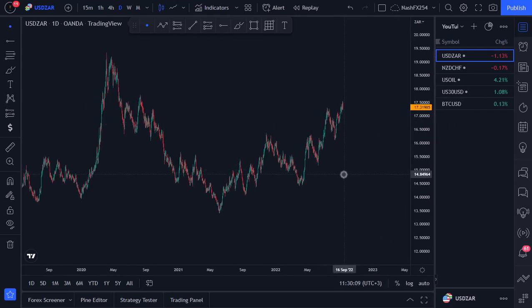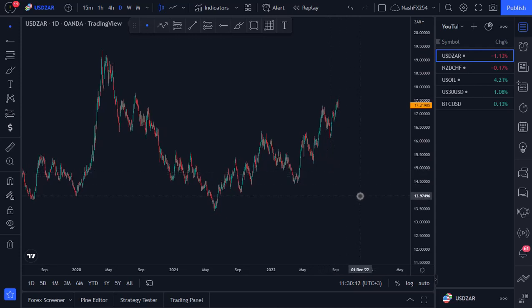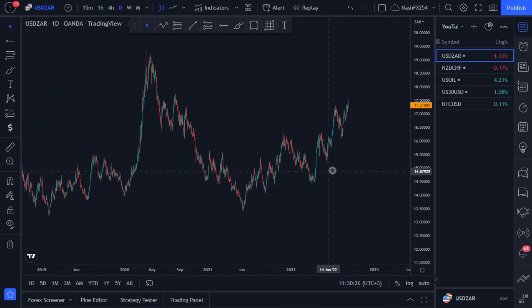Okay, so last week we had a very nice push of the dollar index to the downside, of which I do expect more of it to come, and we'll capitalize on dollar pairs. So for you guys, I'm going to analyze USD ZAR. Okay, let's start with USD ZAR.